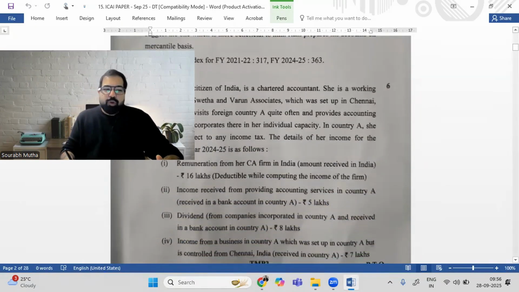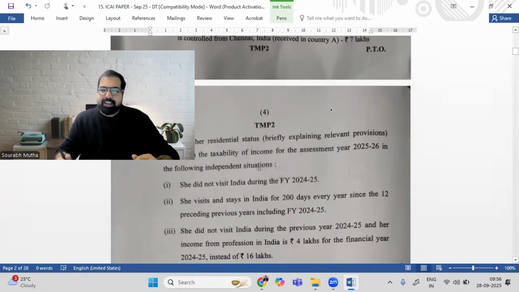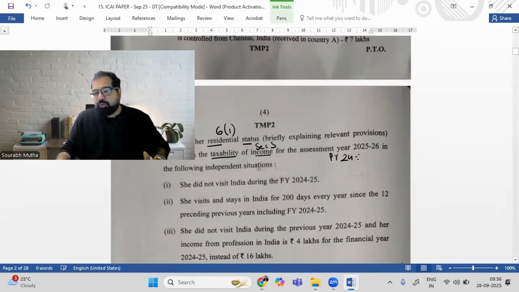The second question is what my eyes are on. Guys, there's a person called Shweta who's an Indian citizen, but there's a lot of marks, 6 marks, and a lot of context to read. So I would straight away go to the last line. Guys, all the juice is in the last line. Ascertain her residential status. Basically, I want to talk about section 6(1), briefly explaining relevant provisions along with the taxability of income. So find out the total income also, that is section 5, for the assessment year 25-26, that is previous year 24-25, in the following independent cases.